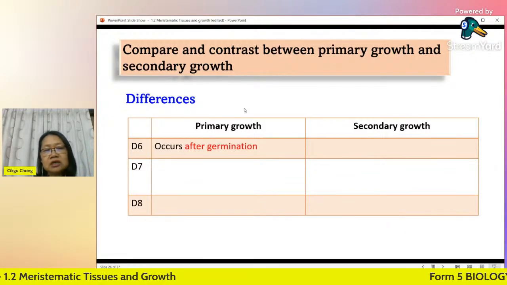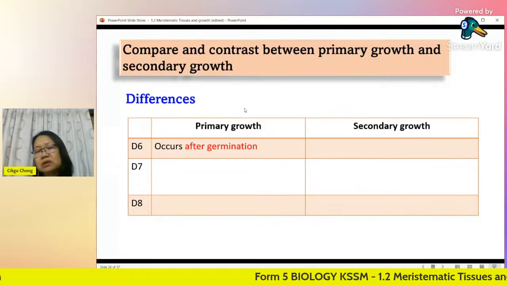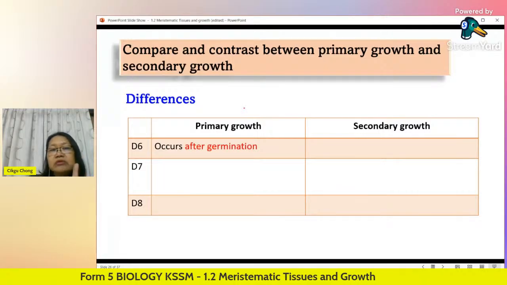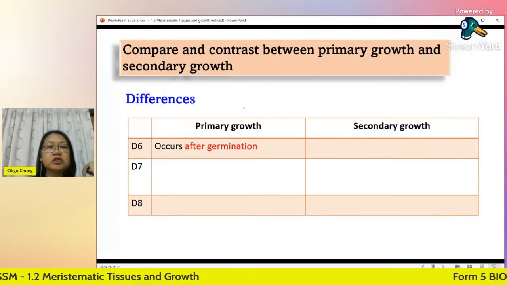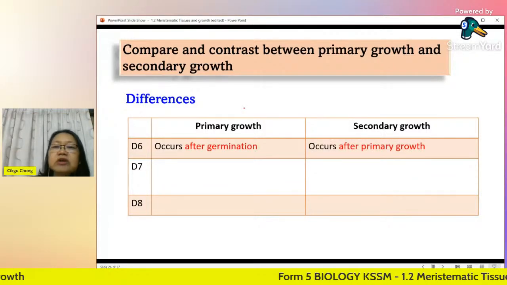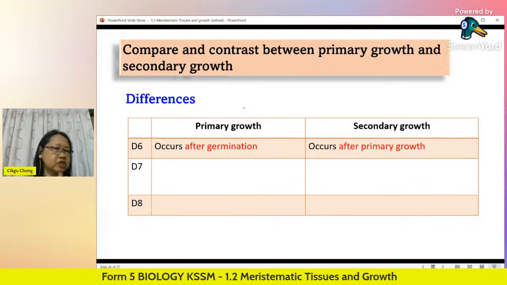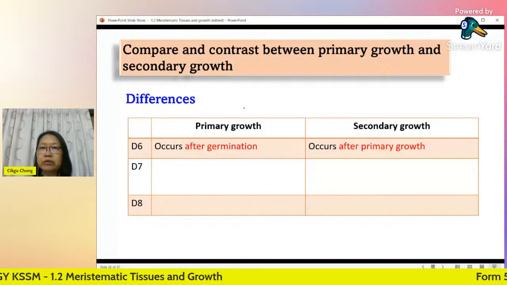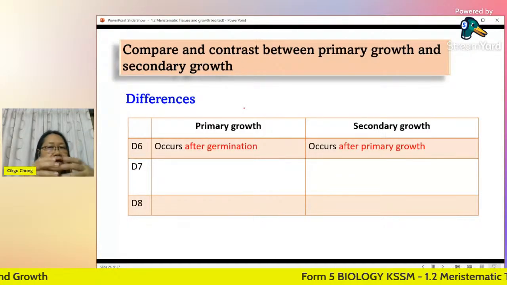Occurs after germination. Germination is the process where the radicle grows out from the seed and the plumule goes out. It will continue straight, and it will be carried out immediately after germination to make the stem grow taller. But secondary growth only occurs after primary growth. So the basic thing of growing is actually primary growth. You have to grow tall first, then only you go sideways. You can't go sideways and then grow tall later.